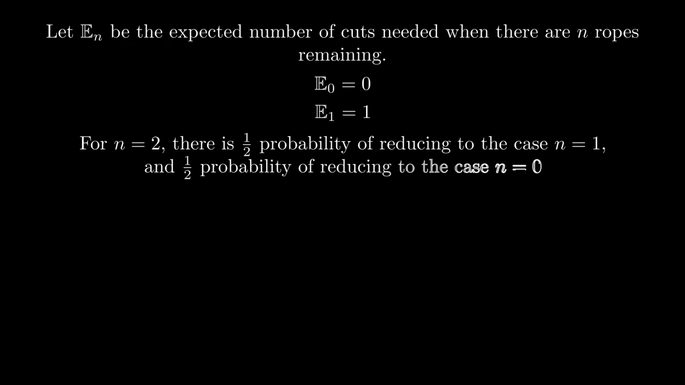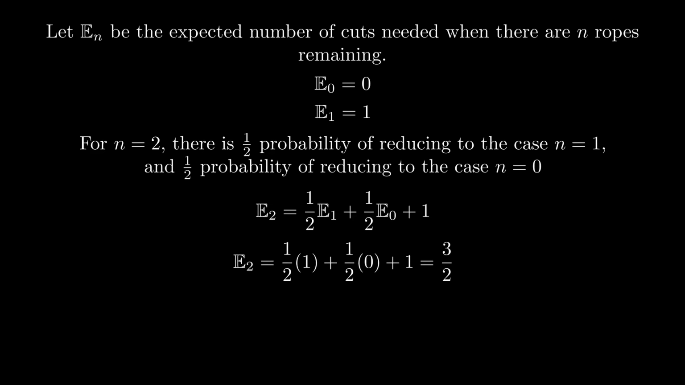For n equals 2, there is 1/2 probability of reducing to the case of n equals 1, and 1/2 probability of reducing to the case of n equals 0. Therefore, we have E2 equals 1/2 E1 plus 1/2 E0 plus 1. We add 1 because we needed to cut the rope 1 time before reducing to the case of n equals 0 or n equals 1. Plugging in the numbers, we get E2 equals 3/2.